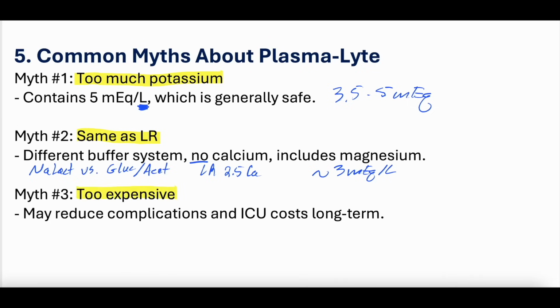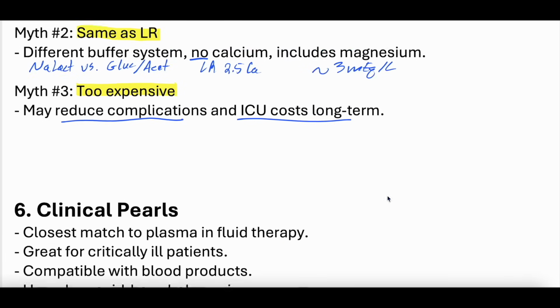Myth 3 is that it's too expensive. People suggest that the benefit here is it could reduce complications, ICU costs, and some long-term stuff. Again, we don't have PlasmaLyte to use at our institution, so we can't comment on this. It probably is more expensive than normal saline and Lactated Ringer's, although we don't have those numbers, so just something to keep in mind.